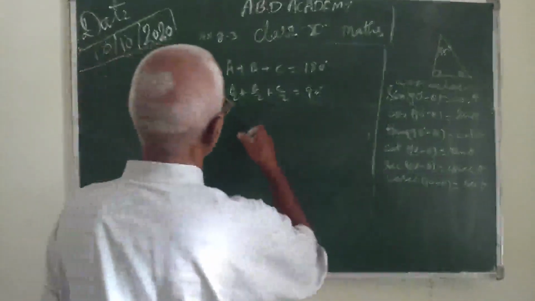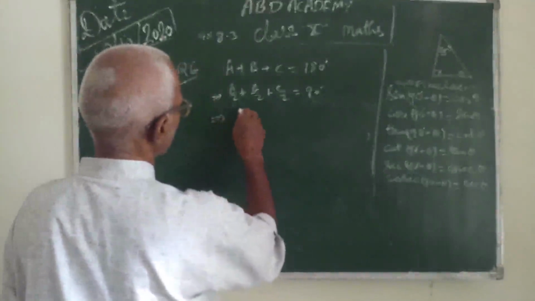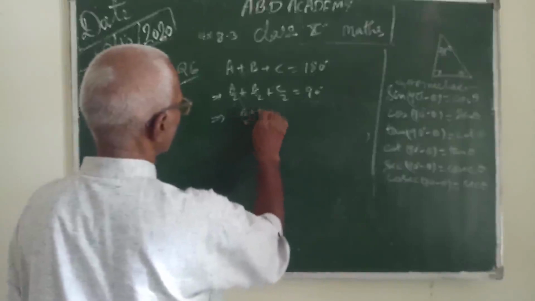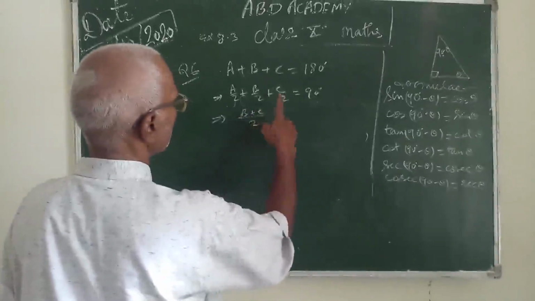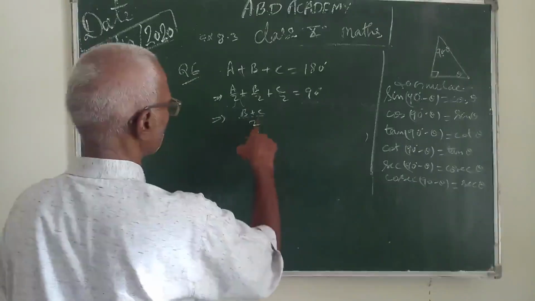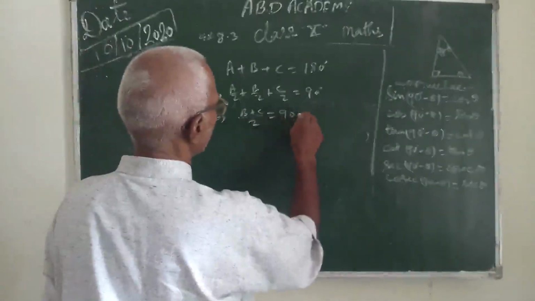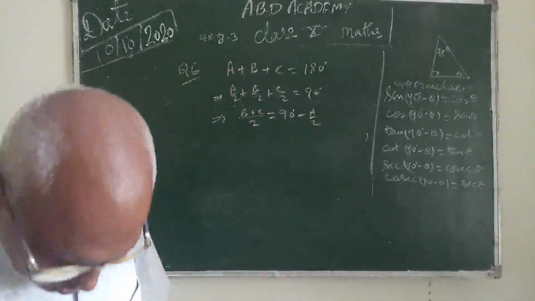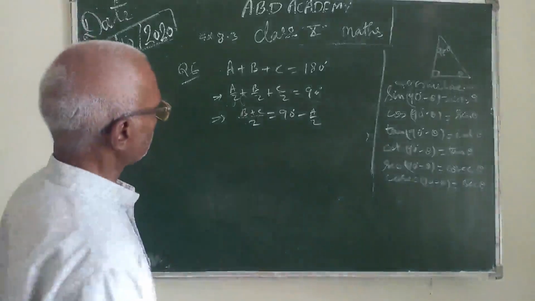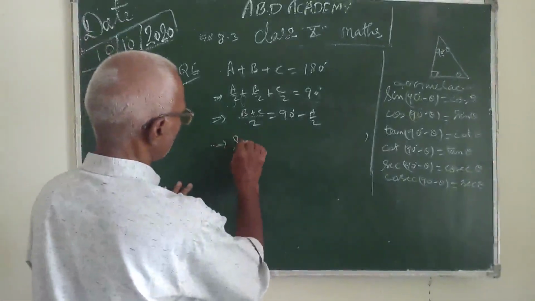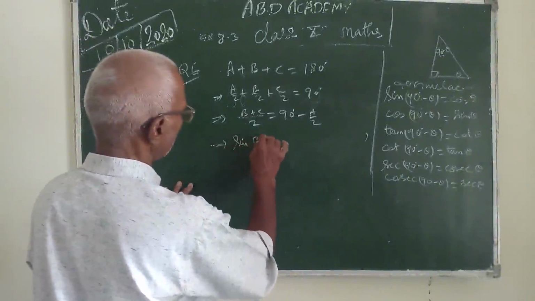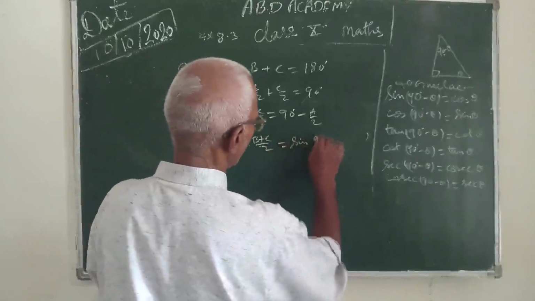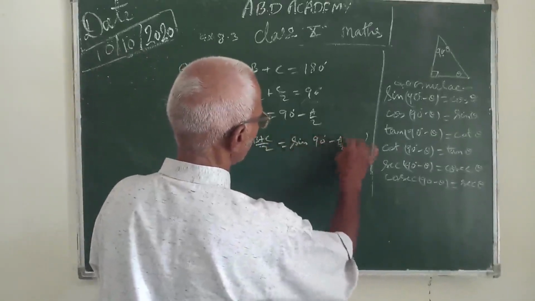Take B and C to this side. This implies B by 2 plus C by 2, that is B plus C by 2. B by 2 plus C by 2, take LCM. B plus C by 2 is equal to 90 degree minus A by 2. This is the case. Now we want sine. Apply sine here. This implies, apply sine on both sides: sine of B plus C by 2 is equal to sine of 90 degree minus A by 2.